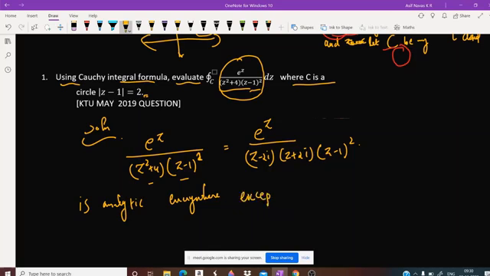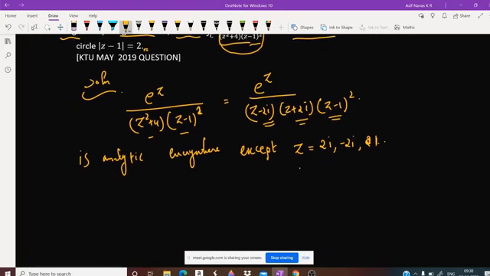except where it is not analytic, that is at z equal to 2i, z equal to minus 2i, and z equal to 1. At these points the denominator becomes 0. So it is analytic everywhere except at these points.